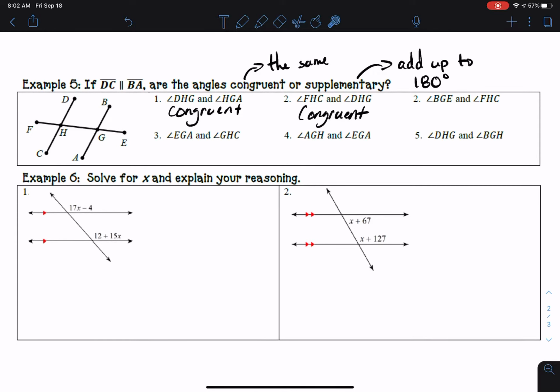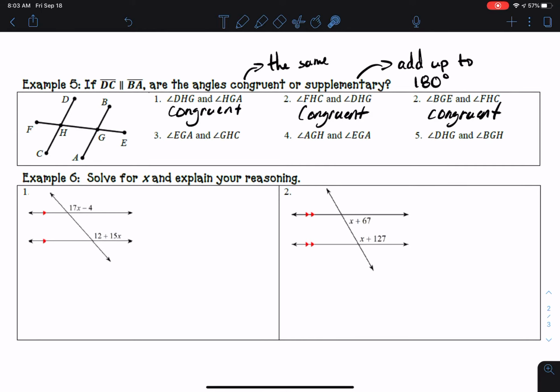We got BGE. So I start at B, then I go to G, then I go to E. So BGE, these are small ones. It's a small guy again. And then FHC, so that's another small guy. So I got a small guy again, and that's another small guy. So small and small would make this congruent because they're the same.